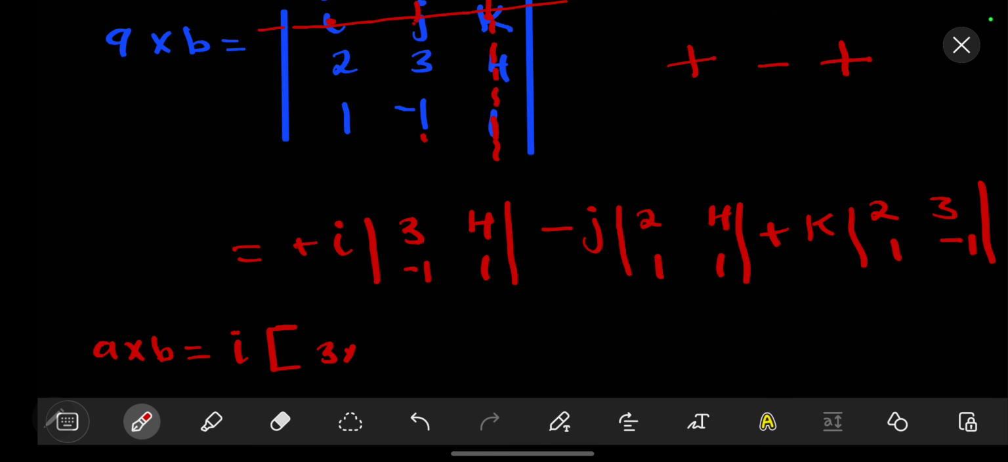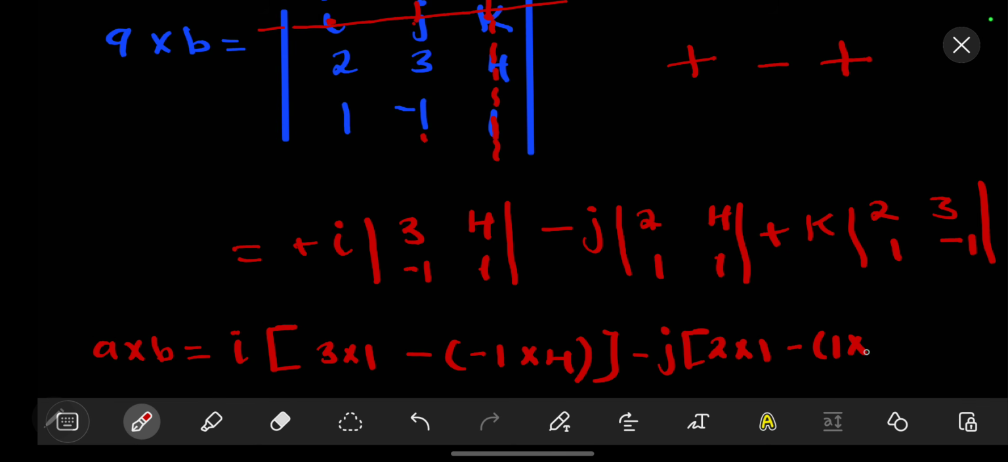So we can write our 3 times 1. So we multiply this, then subtract our -1 times 4. So that's how we find the determinant. Then we are going to do the same for -j. Then we are going to have our 2 times 1. So this 2 times 1. Then minus our 1 times 4 like that.